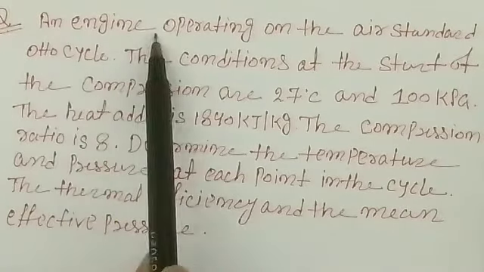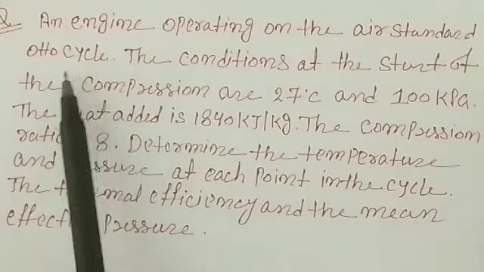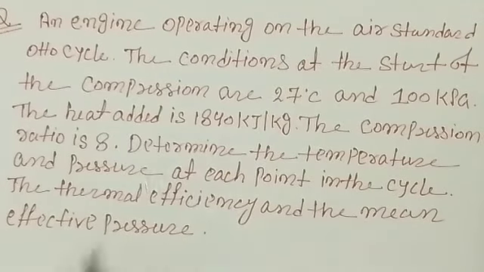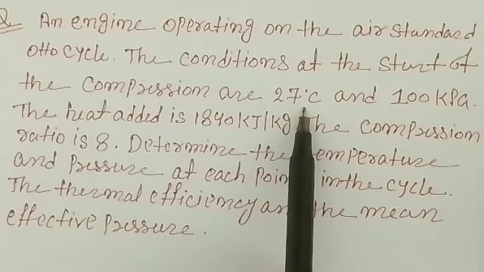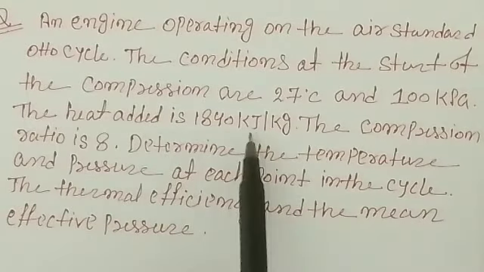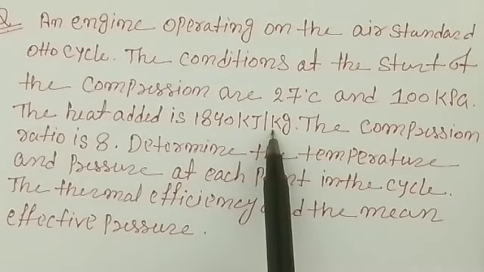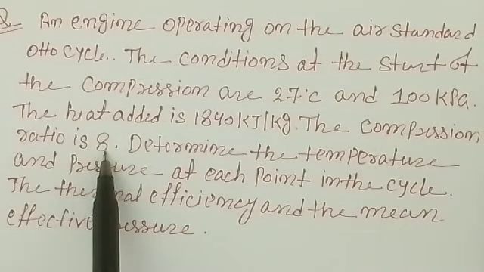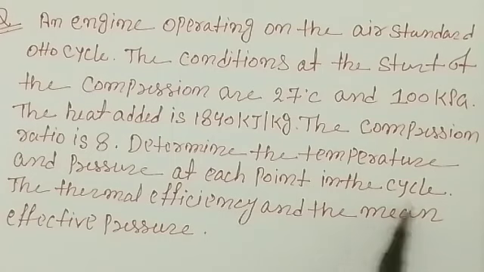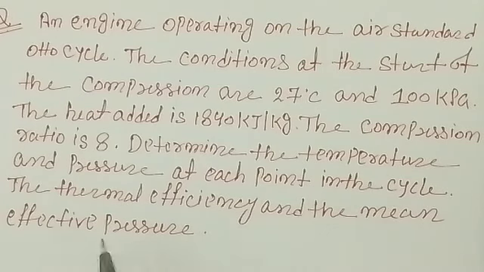We will see an engine operating on the air standard Otto cycle. The conditions at the start of the compression are 27 degrees centigrade and 100 kilopascal. The heat added is 1840 kilojoule per kg. The compression ratio is 8. Determine the temperature and pressure at each point in the cycle, the thermal efficiency and the mean effective pressure.